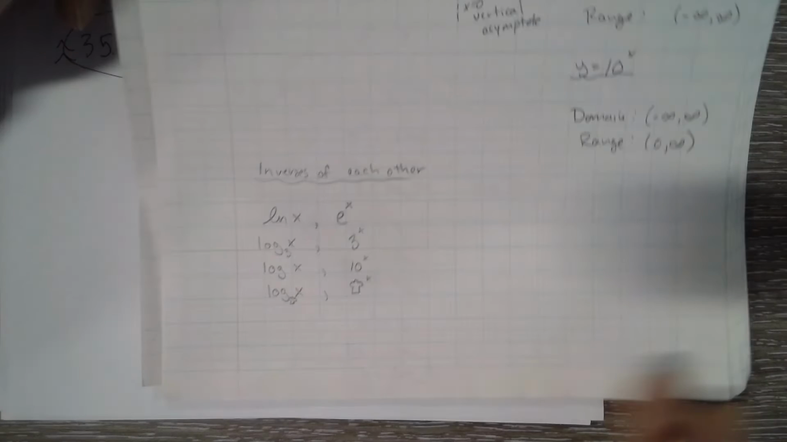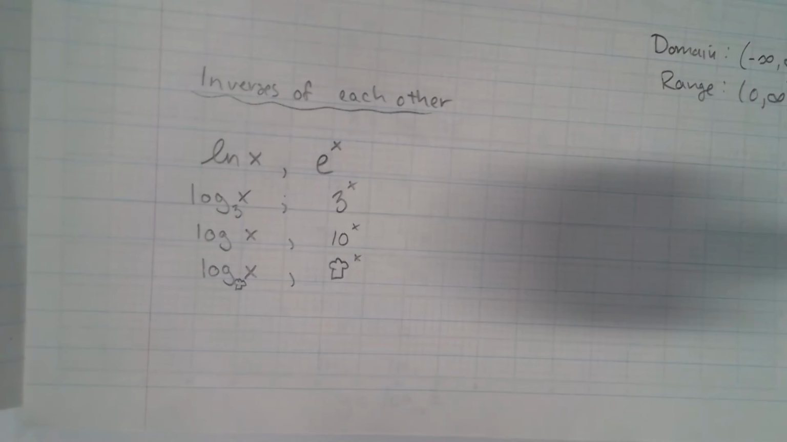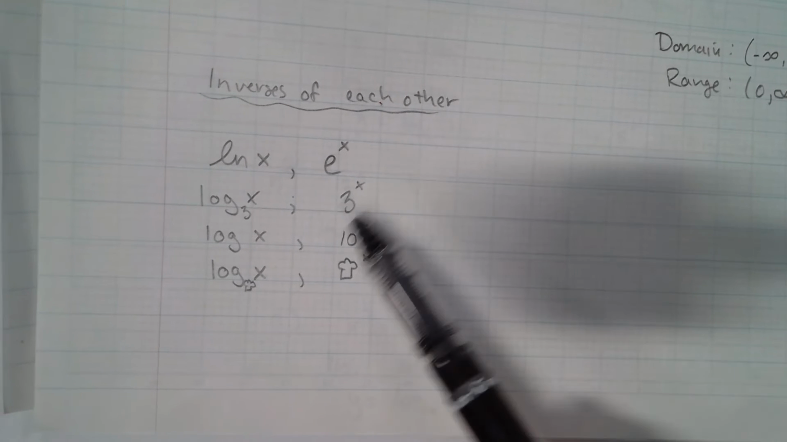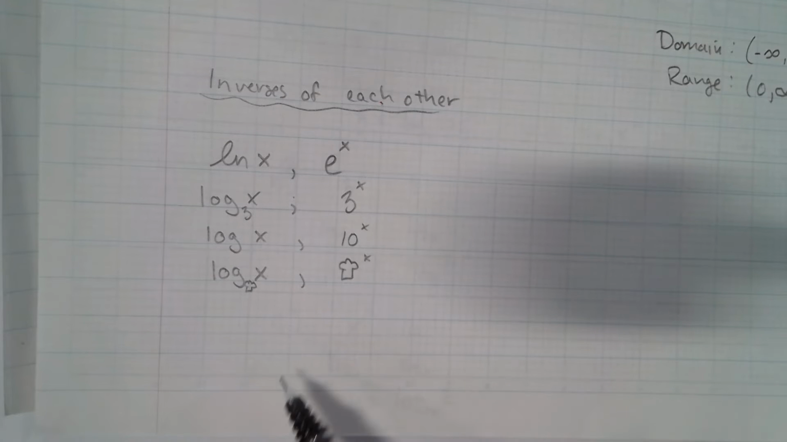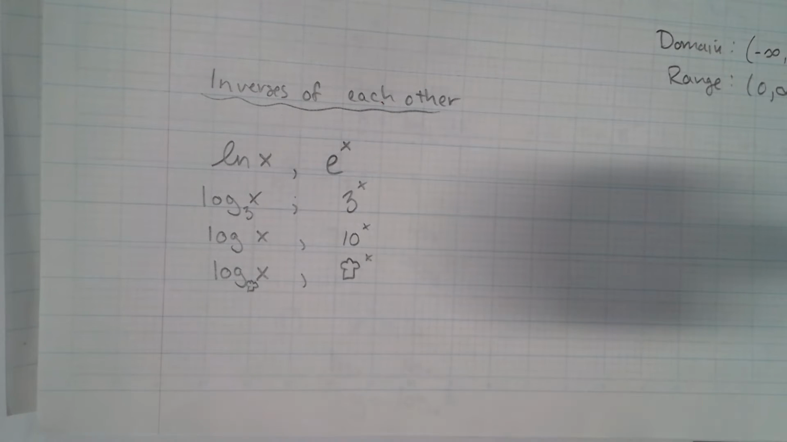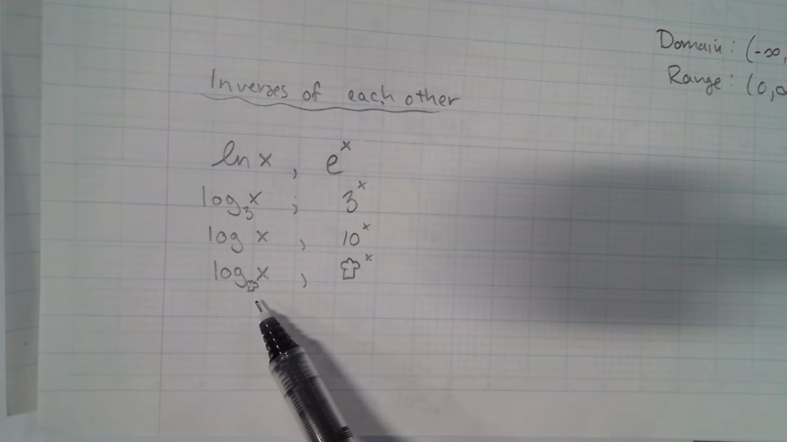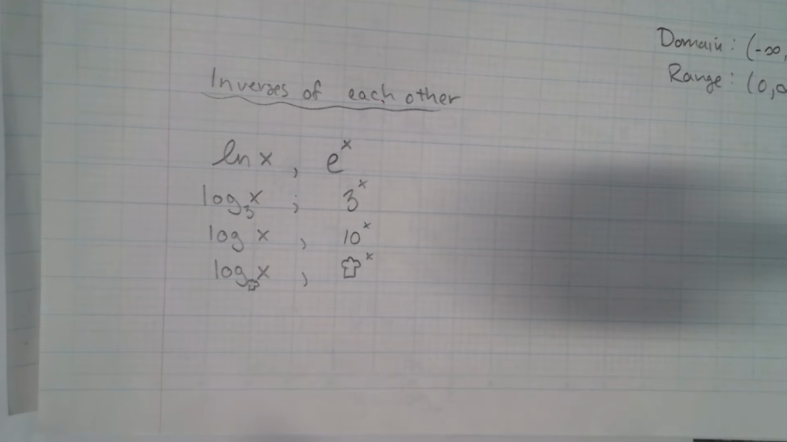Okay, as I talked about, here's several examples of inverses. Natural log and e, log base 3 and 3 to the power. If it's just log of 10, that means 10 to the power is the inverse. Log of muffin and muffin to the x are inverses.